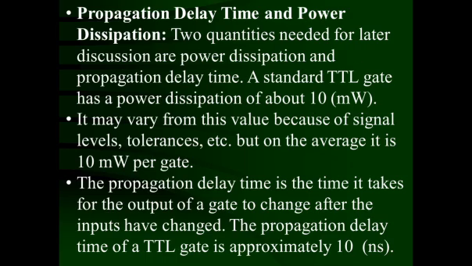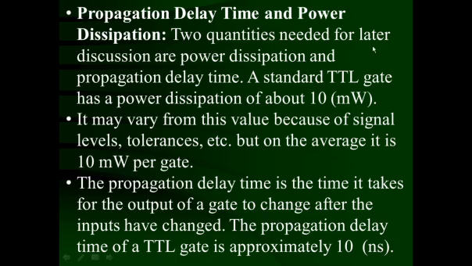Propagation delay time and power dissipation. Two quantities needed for later discussion are power dissipation and propagation delay time. What is power dissipation? Power dissipation is nothing but the amount of energy per second a gate requires, joule per second, which is called watt, right? Per second, how much energy is going to be absorbed or sourced by the power supply, that is called power dissipation per gate. That is nothing but the voltage of the power supply multiplied by the current drawn from the power supply, and that is known as the power dissipation of the gate.